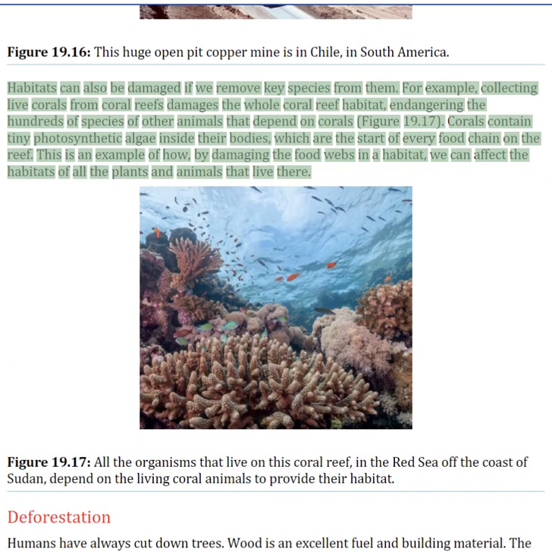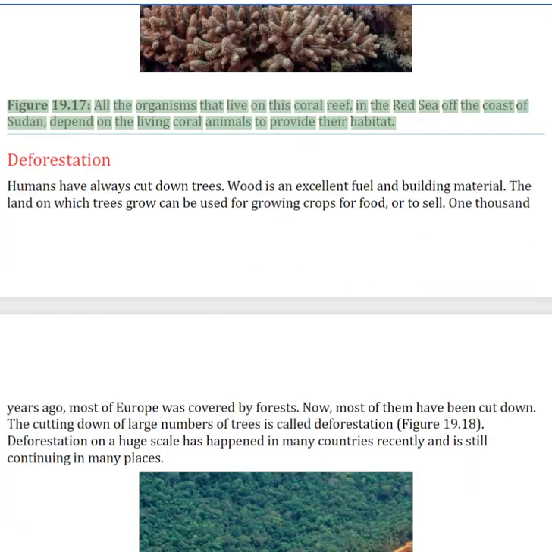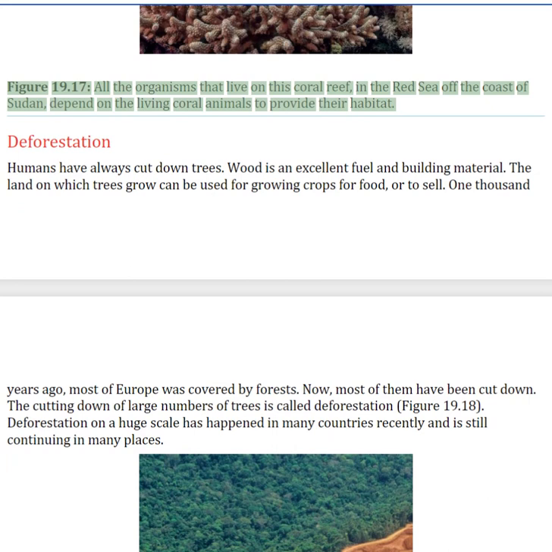Habitats can also be damaged if we remove key species from them. For example, collecting live corals from coral reefs damages the whole coral reef habitat, endangering the hundreds of species of other animals that depend on corals. Corals contain tiny photosynthetic algae inside their bodies, which are the start of every food chain on the reef. This is an example of how, by damaging the food webs in a habitat, we can affect the habitats of all the plants and animals that live there. Figure 19.17, all the organisms that live on this coral reef, in the Red Sea off the coast of Sudan, depend on the living coral animals to provide their habitat.